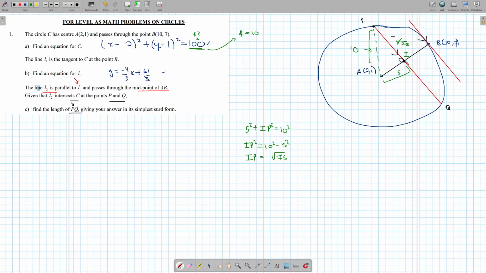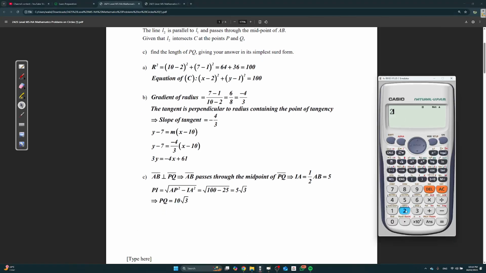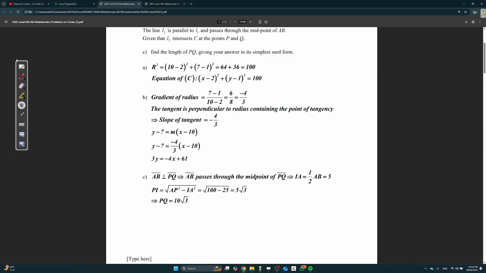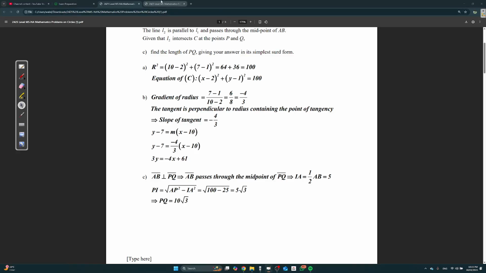Since we have PQ, they're not asking for PI, they're asking for PQ, the whole thing. So since it's root 75, then obviously here is also root 75, right? So 2 times root 75, and I think it's 10 root 3. Let's see, 2 times root 75, 10 root 3. Very easy. Very simple. You just need to think of things outside the box, okay?